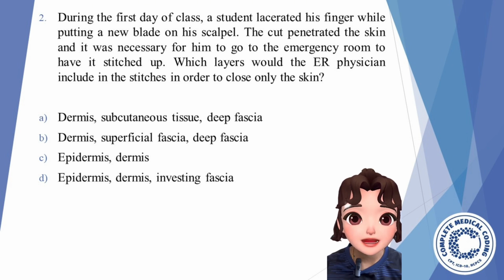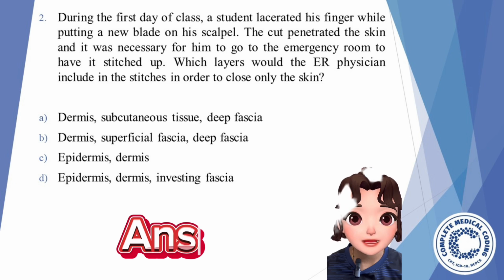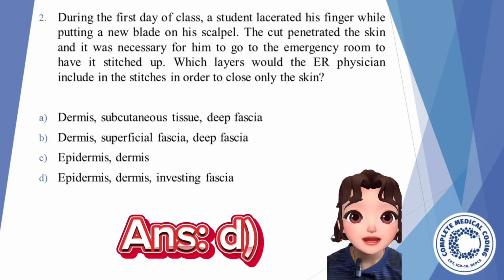The answer is option D: epidermis, dermis and investing fascia. This much are the outer layers of the skin. So in order to close only the skin, this is the order of the layers: epidermis, dermis and investing fascia.